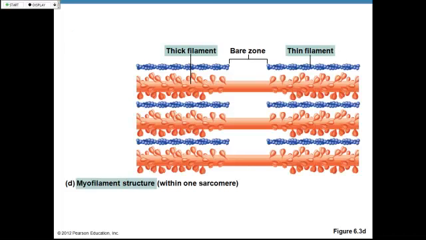Okay, don't forget that letter designation. And when the muscle is relaxed, the actin is not in that H zone. It's at its full length.